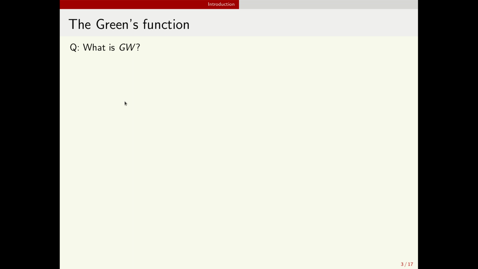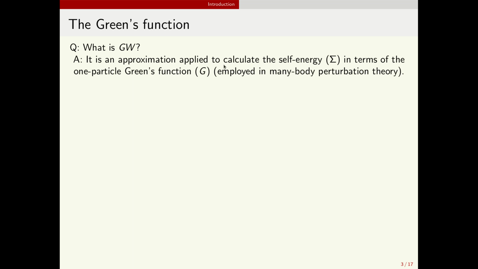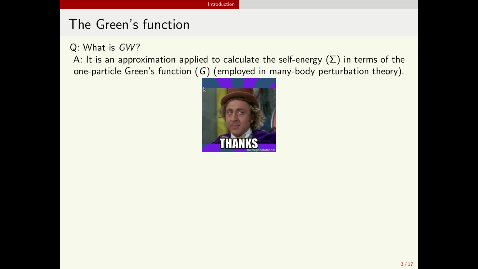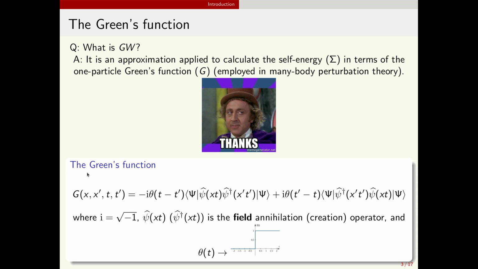So what is GW? It's an approximation applied to calculate the self-energy in terms of the one-particle Green's function. That's not very informative, right? So first let me introduce what is the Green's function. The Green's function is a function of the coordinates of the electrons, but also of the time coordinates, t and t prime. It can be built as the expectation value of field creation and annihilation operators times some step functions that depend on the time differences.